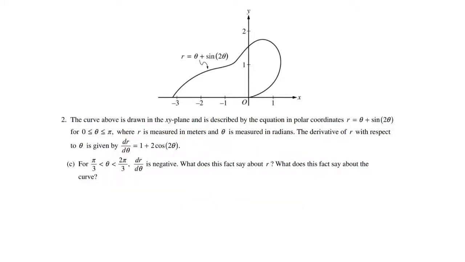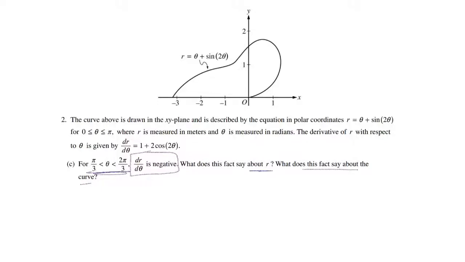Okay, for the next problem, we're between pi over 3 and 2 pi over 3. Oh, this one's an interesting problem. We're told that between these two values, dr d theta is negative. So the rate of change of the radius with respect to the angle is negative. So what does this say about r? And what does this fact say about the curve itself?